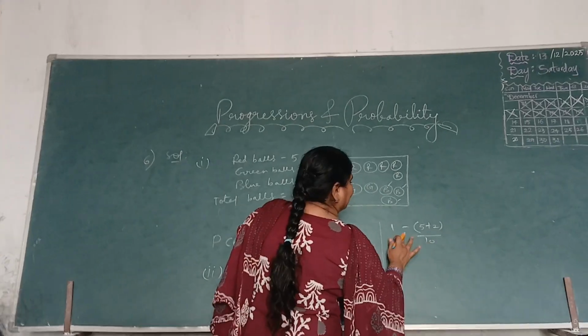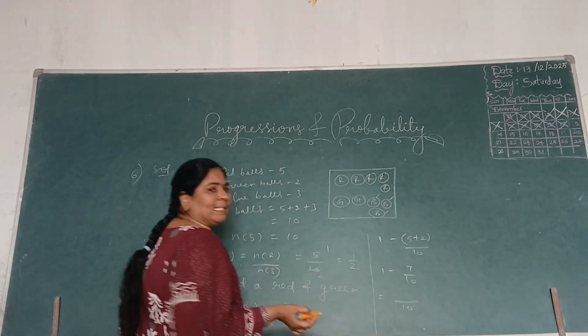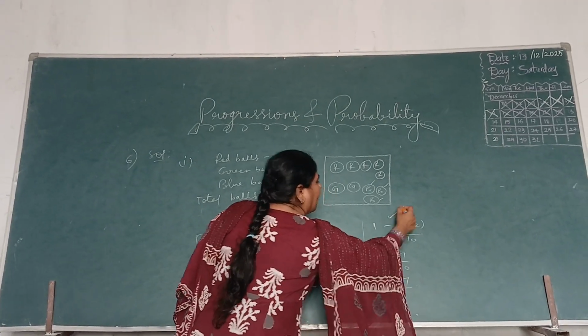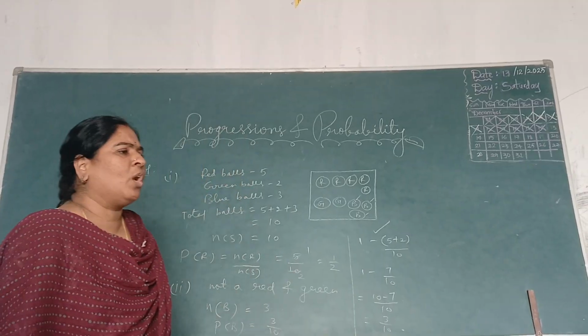1 minus 7 by 10. So when I take LCM, 10 minus 7, I will get 3 by 10. In this way also it can be done, because total probability will be 1. It will not be more than 1.